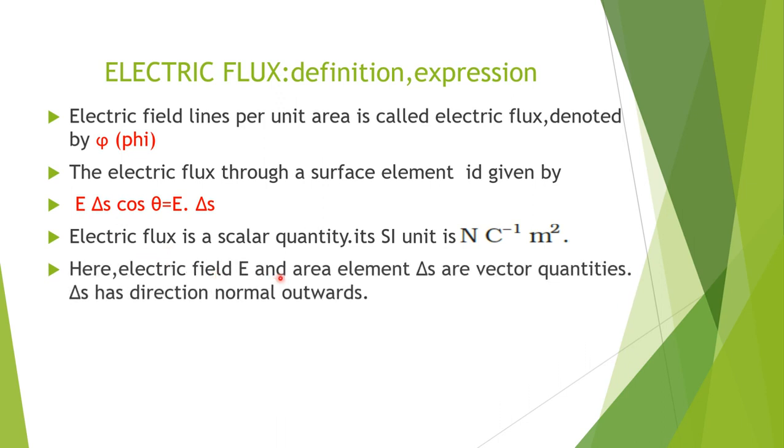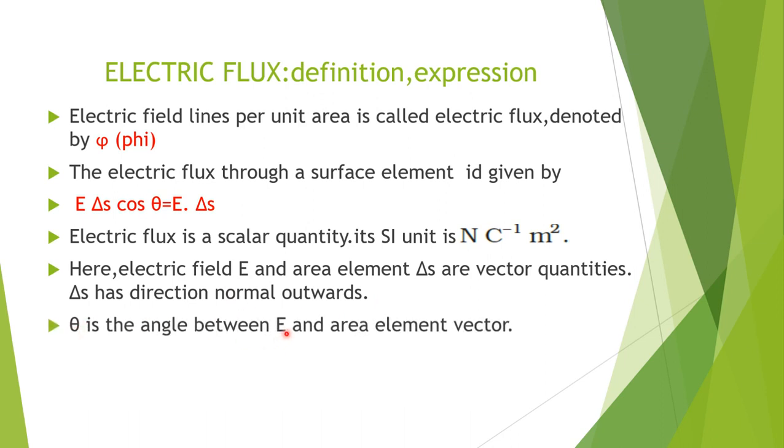E and area element are vector quantities. The direction of this area element delta S is always normal outwards. I will explain it in detail. Theta is the angle between E and the area element vector. Delta S we are considering as a vector quantity with direction normal outwards. So the angle between that normal vector from the area element and the electric field intensity is angle theta.